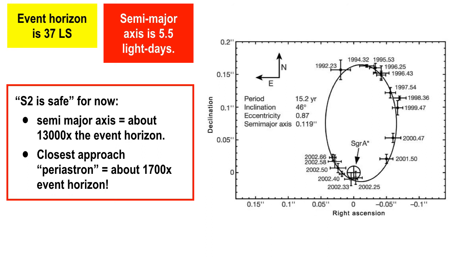Now, that's not to say he's permanently out of danger, because he might get budged out of that orbit by some other star that comes near him, and then he might go plunging straight down into the black hole. And that black hole is eating a lot of stars, I guarantee you.